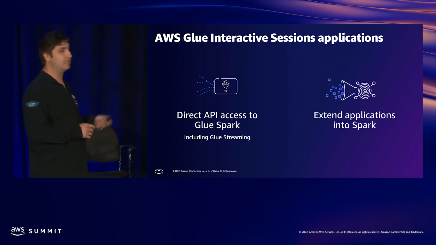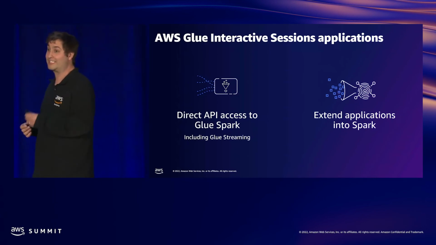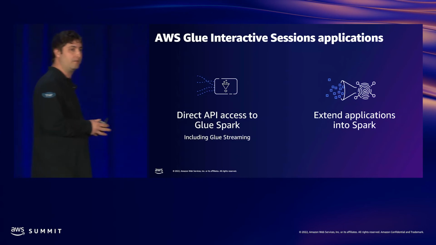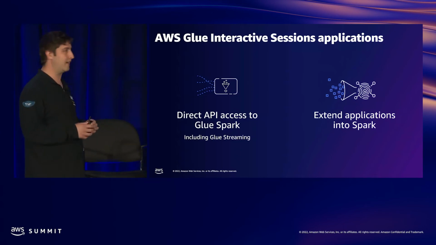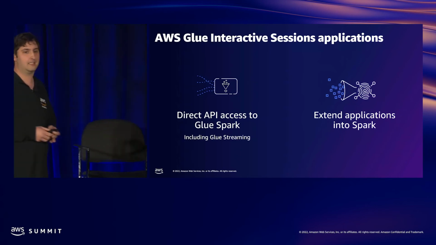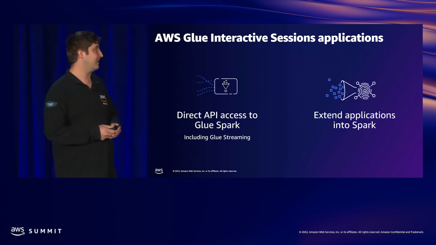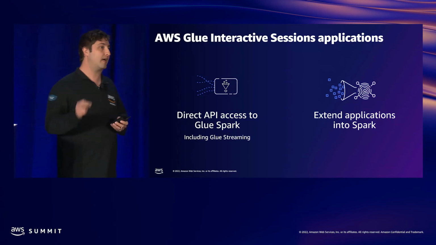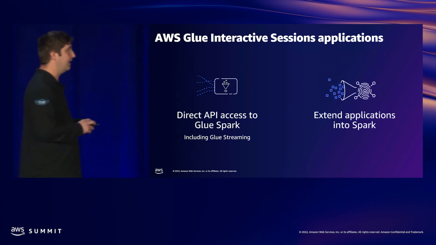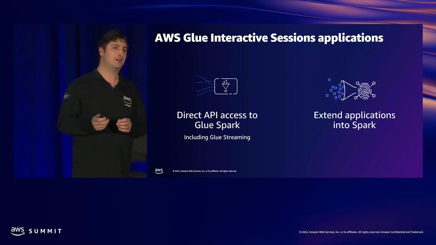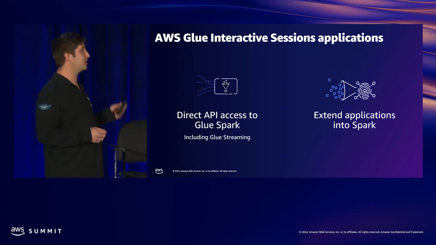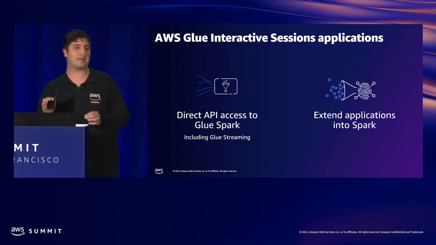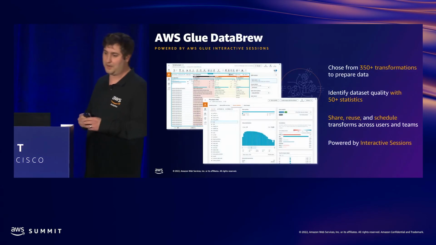We understood that there is benefit to having direct API access to Spark, to be able to manipulate and work with your applications from anywhere your application is running, as long as it has access to the AWS SDK and an internet connection. So it's worth pointing out, again, that interactive sessions works with Glue streaming. While I've not demoed it here, there are lots of really interesting things you can do with an interactive application connected to Spark streaming. And there's a lot of really interesting things we can do if we're going to extend applications into Spark. So let's take a look at one.